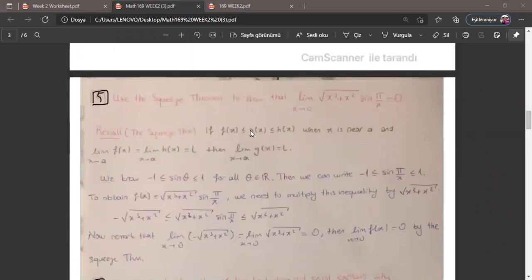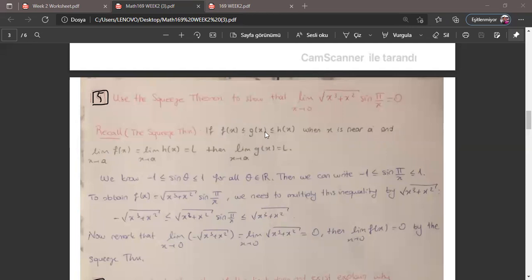All right, for this question, we will use the squeeze theorem. Let me remind you first the theorem. The assumptions are as follows. We have three functions, f, g, and h, with this condition: for any value of x, the values of f are less than or equal to g, and the values of g are less than or equal to h. And we have this assumption also: the limit of f and the limit of h are equal to each other.